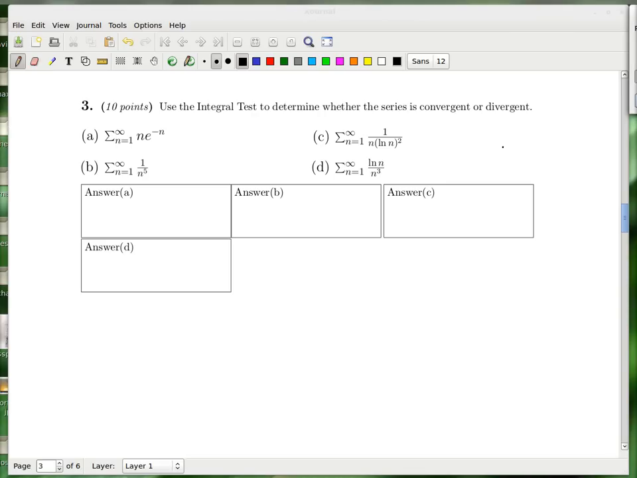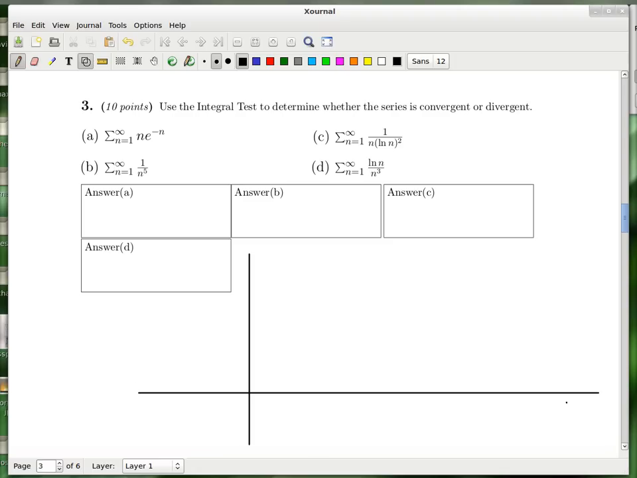Alright, so moving on to the third question here. It's a question on the integral test to determine whether or not a series is convergent or divergent. So let's do a brief review of the integral test. I'm not going to give the proof of the integral test. I'm going to just remind you of this picture.